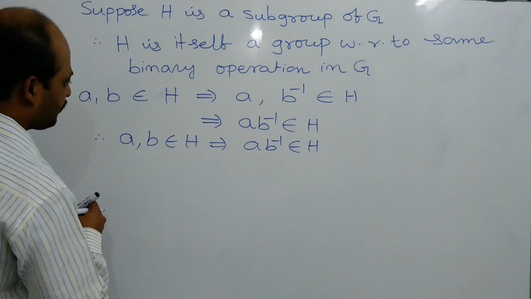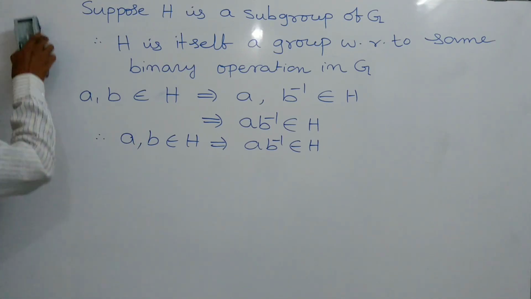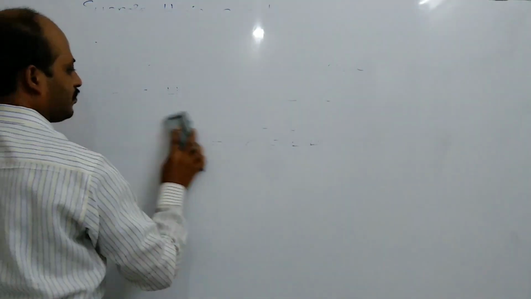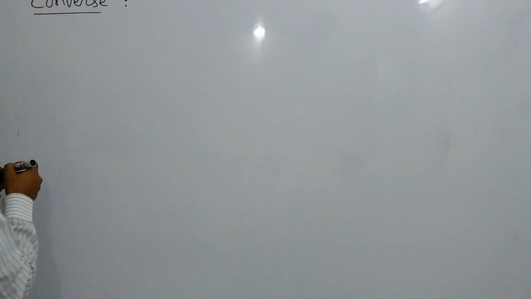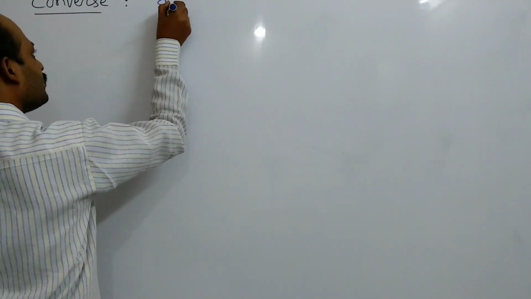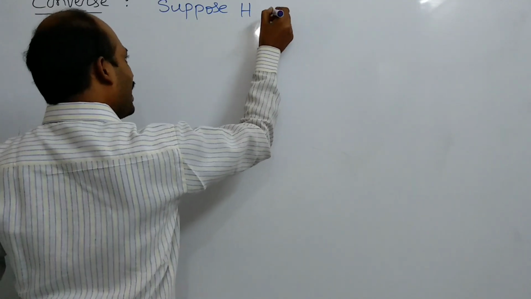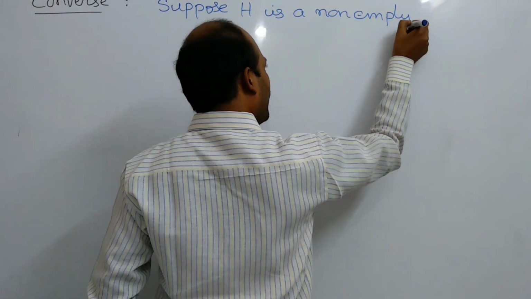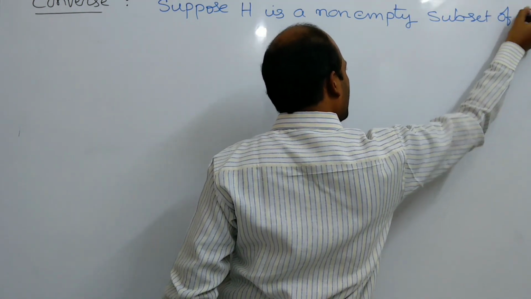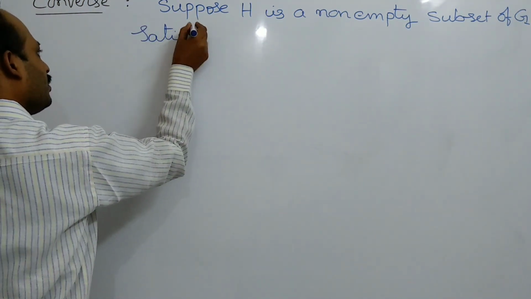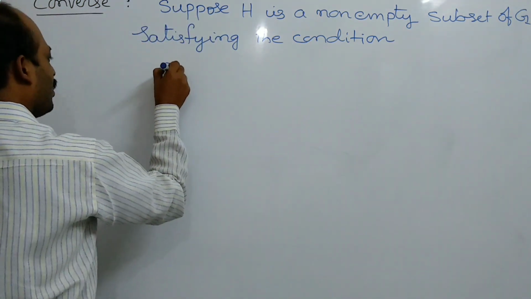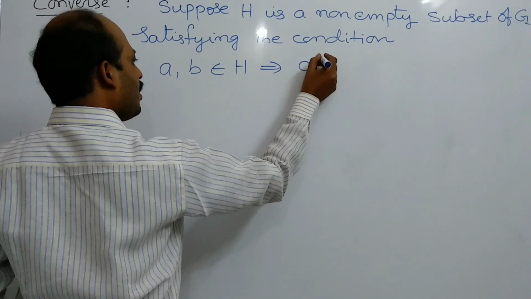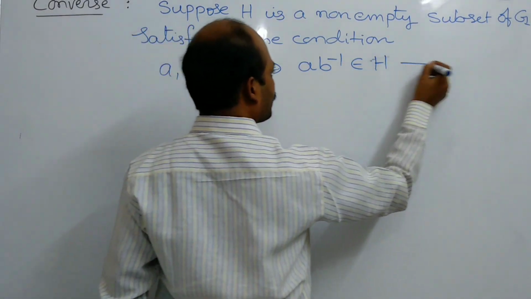Let us take the converse part. In the converse part, we assume that H is a non-empty subset of G satisfying the condition a, b belongs to H implies ab inverse belongs to H. Let it be equation number 1.